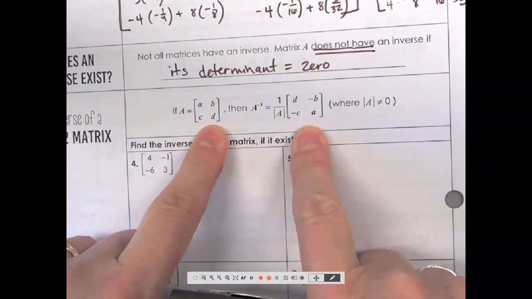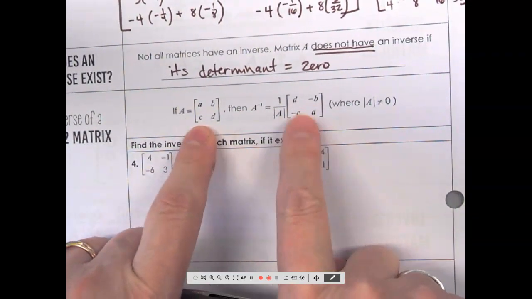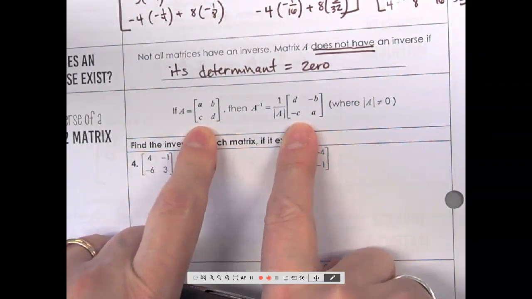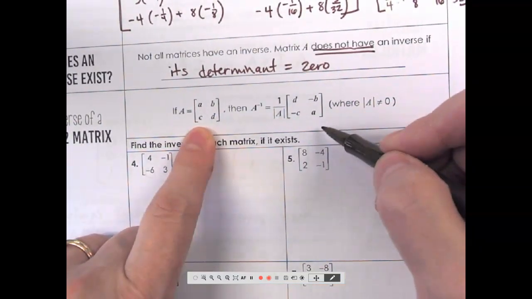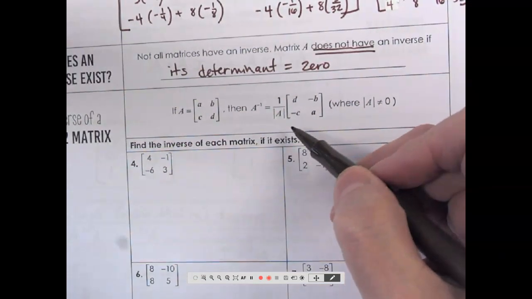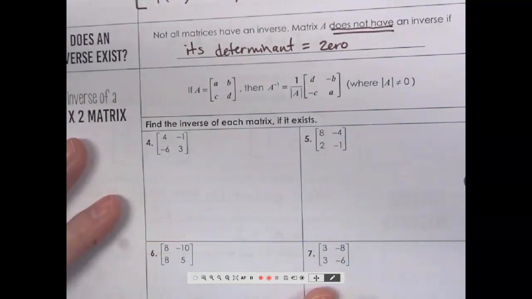Look at these two matrices. How are they different? What did I do to the first one to get the second one? Switched A and D, and negated B and C. See, A and D totally switched places, and then I put a negative in front of C and B, which means I negate it. If it's positive, I make it negative. If it was already negative, I will make it positive. Okay, so this is how we find the inverse.